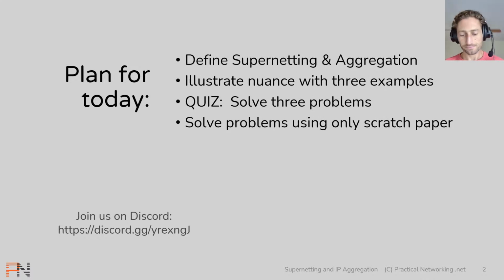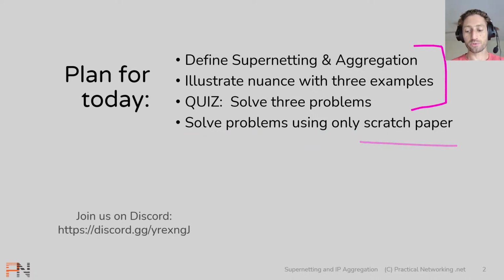The topic for today is going to be supernetting and aggregation, also known as IP summarization. Those all kind of mean the same thing. What we're going to do is initially start out by defining what they are, then go through 3 illustrations to show you some of the different nuances you might run into when doing aggregation and summarization problems. Then I have an exercise for each of you. We'll have 3 problem sets that you can all work through together, essentially applying what you just learned in the section prior. And then finally, we're going to solve additional problems using only scratch paper.